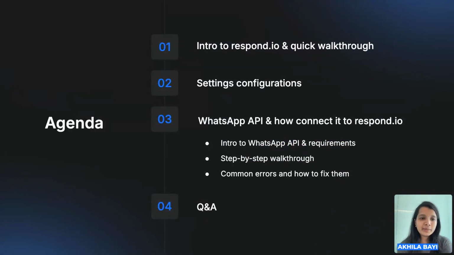First, we are going to talk about a quick introduction and a walkthrough of Respond.io. Then, we are also going to explore some key features of how the settings module works on the Respond.io platform, and also some quick settings once you sign up for the platform. What are the settings you need to learn, and also WhatsApp API and how to connect it to the Respond.io platform. So in WhatsApp API, we're also going to learn a deep dive into the difference between WhatsApp API and the WhatsApp app channel, a step-by-step walkthrough, and also some common errors and how to fix them.